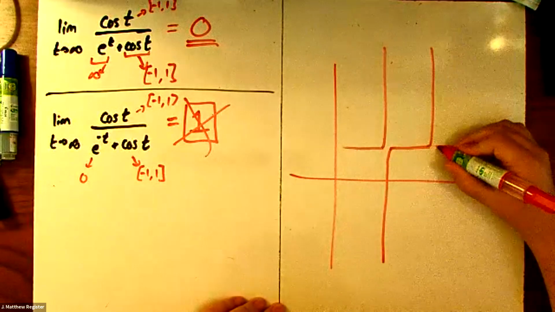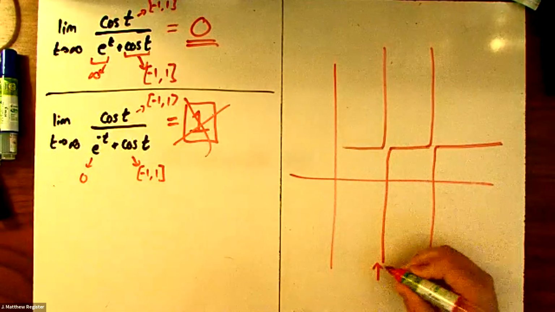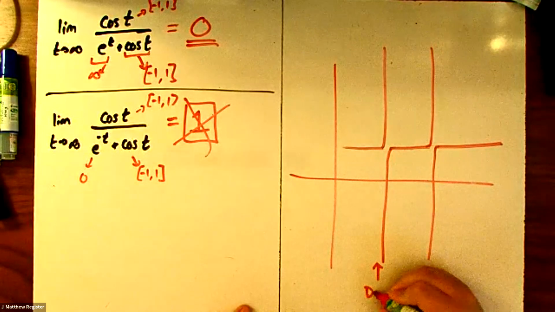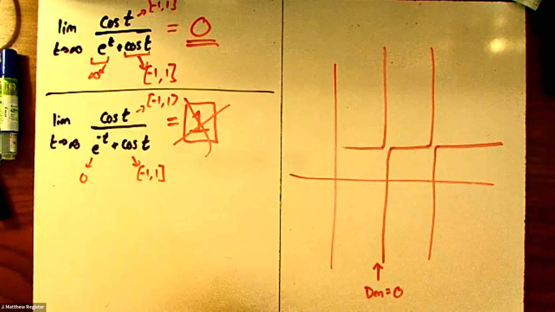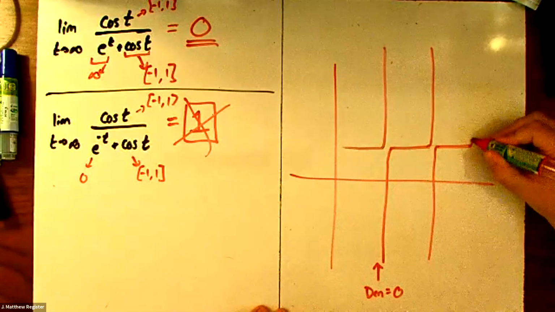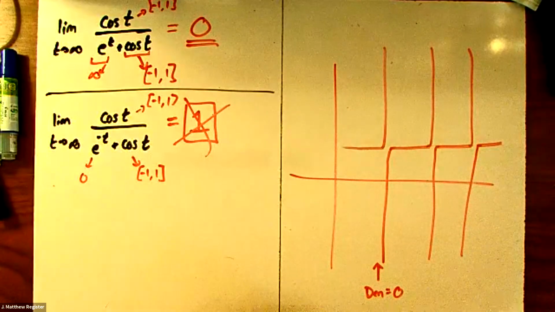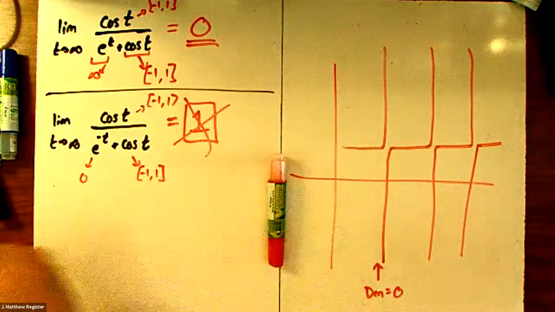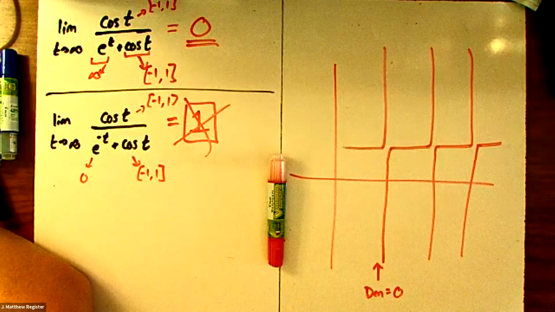And then again, these values here are where the denominator is equal to 0. And the denominator is going to be equal to 0 an infinite number of times. Desmos has a hard time showing that, though, because of how zoomed in you'd have to be to actually see that behavior. And so let's share the screen and I'll show you what I mean.